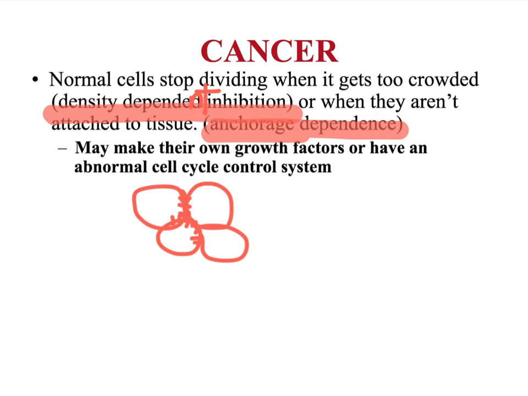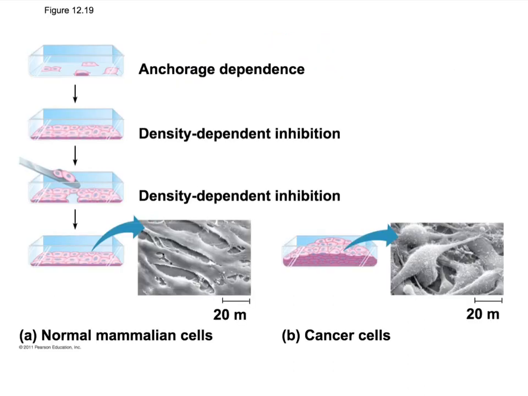So cancer cells basically ignore both of these. They ignore density-dependent inhibition, they are not anchorage dependent, and they just keep making copies of themselves. This diagram just illustrates it, that these cells will only grow if they are anchored to the bottom, and when it fills up, they stop growing. But if you were to take some cells out, they would start growing again to refill the space.